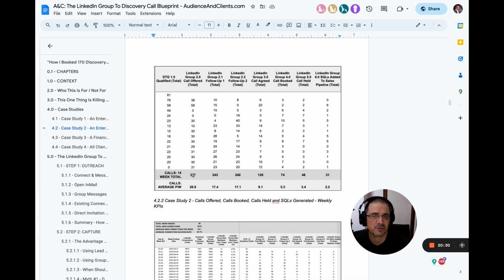128 from those 377 calls offered said yes, let's jump on a call. 74 of them have been booked so far, mainly because my client doesn't want to have too many calls. They only want to have between 3 or 5 a week, because it's the CEO, founder of the business that's taking the calls directly. It's not a sales team.